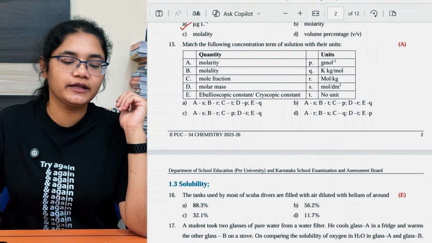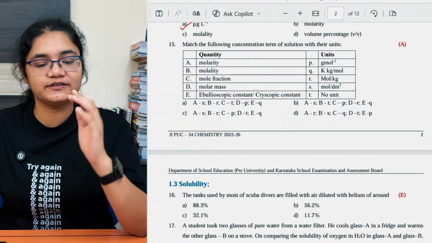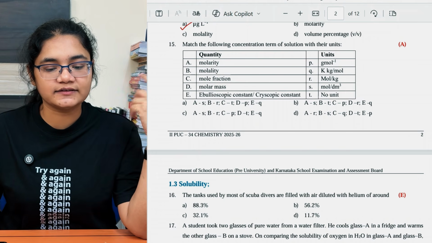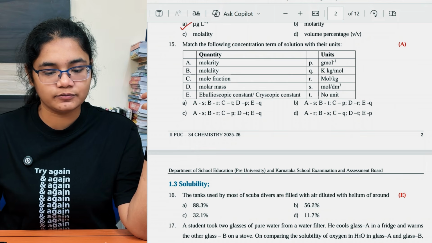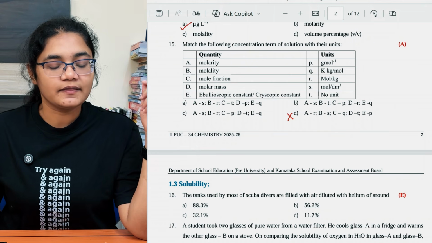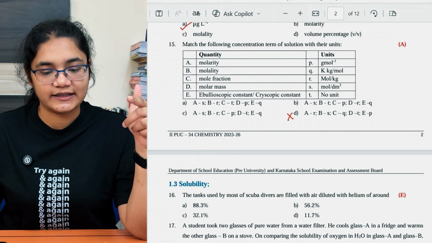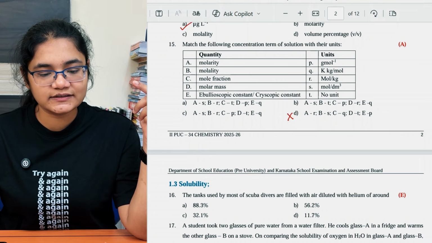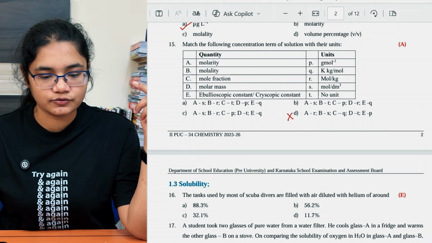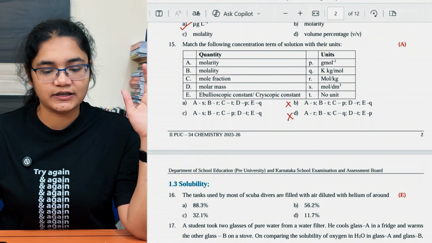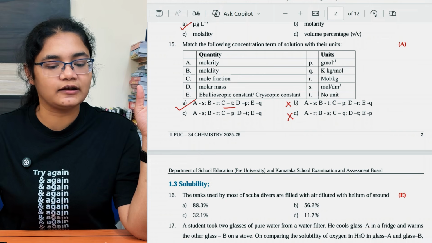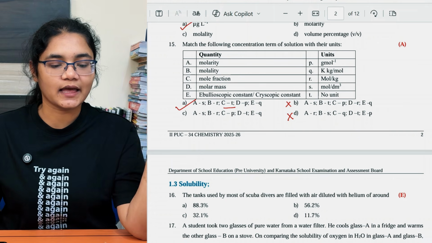Next is match the following. The concentration terms are given, and you have to match their units. So molarity is equal to what? Moles per decimeter cube or moles per liter. So A has to be S. So I can eliminate this option. Then molality is moles per kg, right? So that is R. So B has to be R. So I can eliminate this option as well. C is mole fraction. Mole fraction has no unit. So that is T. So I can now find out option number A is the correct answer.